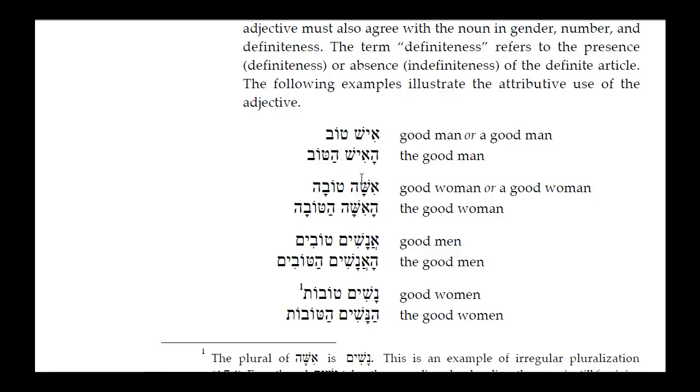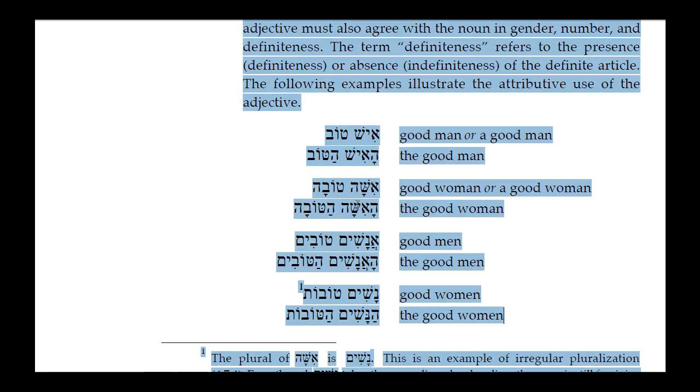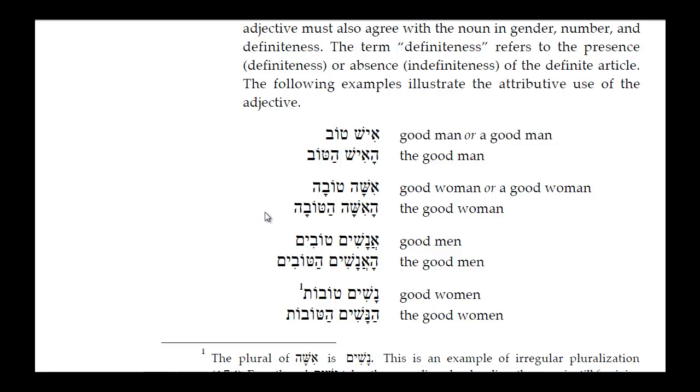Now, isha tova is here again. You have the qamets hey showing this is a feminine noun here, and then tova has the qamets hey also. Isha tova, a good woman. Now, if we want to make that definite, ha-isha ha-tova, we would say the good woman. You can see that we have ha-isha, with a definite article, the woman, and then we have ha-tova, with a definite article, so it agrees with the noun in gender, number, and definiteness.